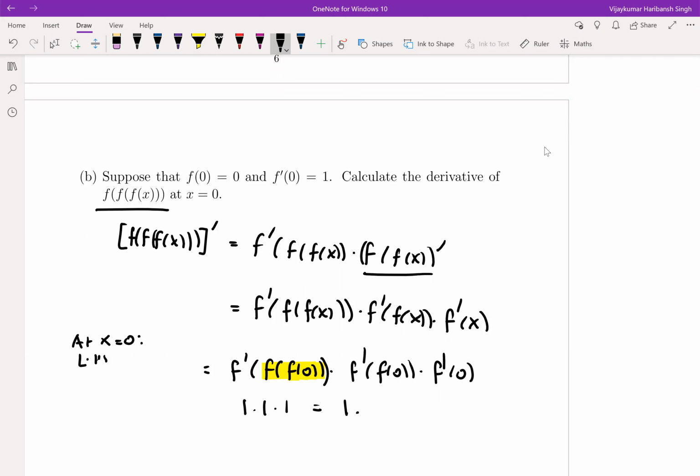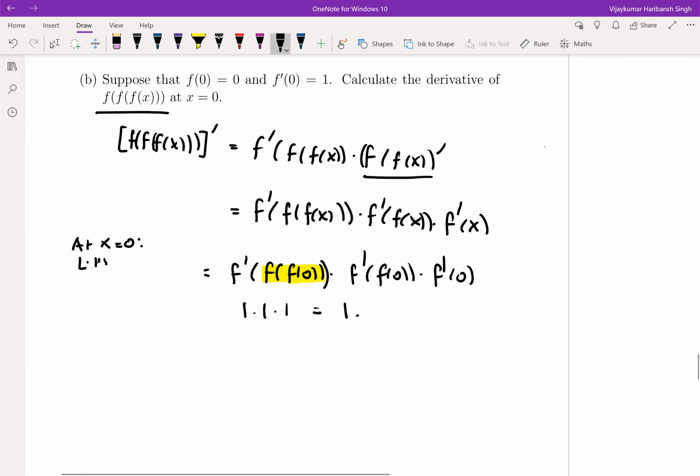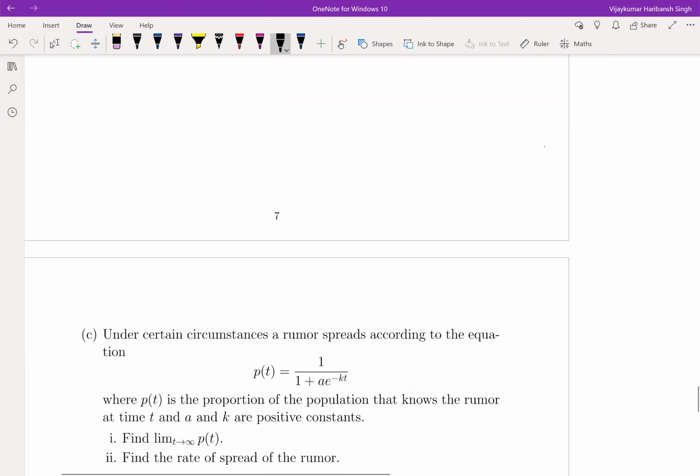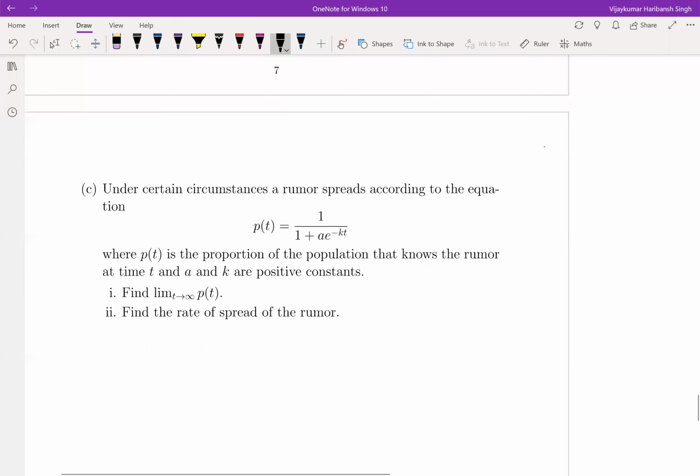Okay, so let's move on to the next part now. All right. Let's read this problem. Under certain circumstances, a rumor spreads according to the equation P of t equals 1 over 1 plus a e to the power minus kt, where P of t is the proportion of the population that knows the rumor at time t, and a and k are positive constants. Okay, so that is important, that they are positive constants.